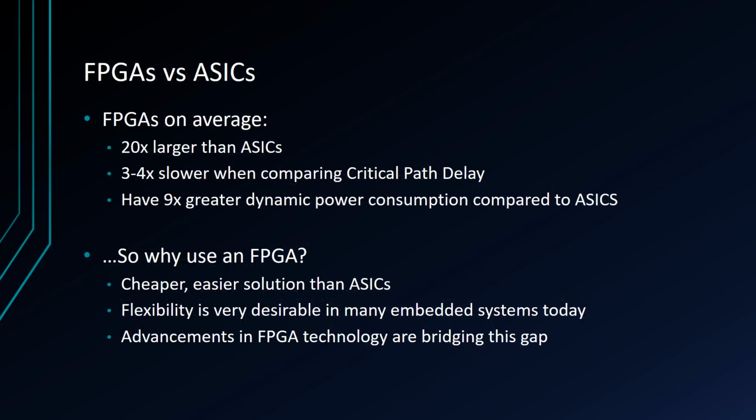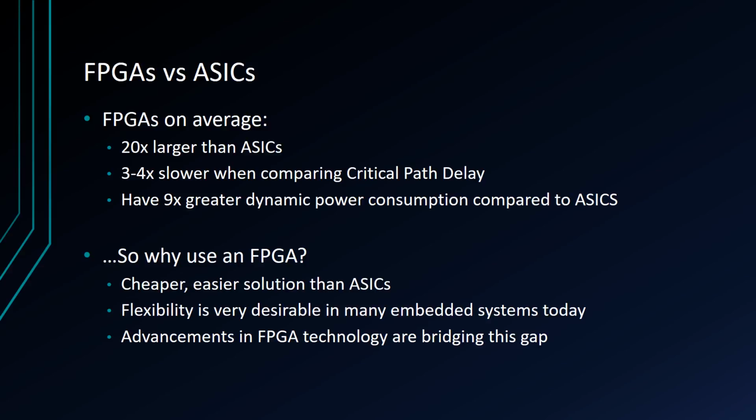And next, looking at some of the general comparisons between FPGAs and ASICs that I did for my paper. The key points to take away from that were that it was found FPGAs on average were about 20 times larger than ASICs on chip, about 3 to 4 times slower when comparing critical path delay, and had about 9 times greater dynamic power consumption compared to ASICs.